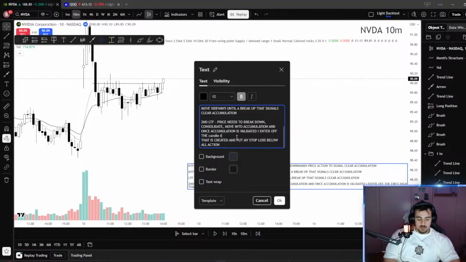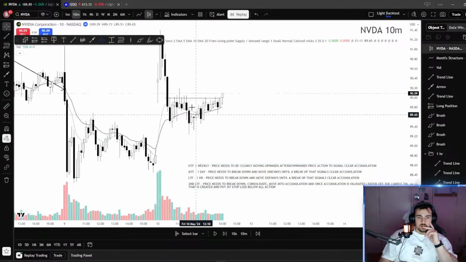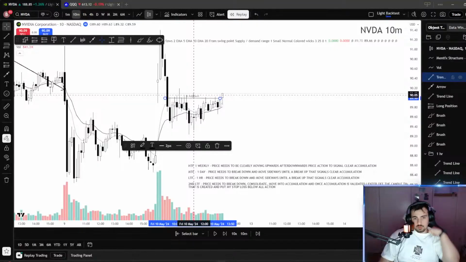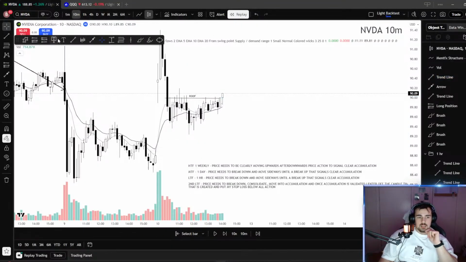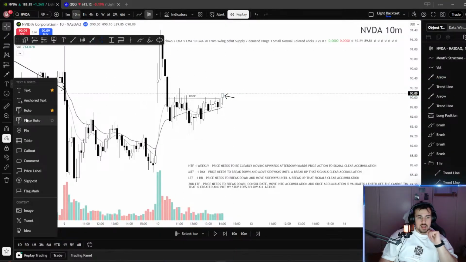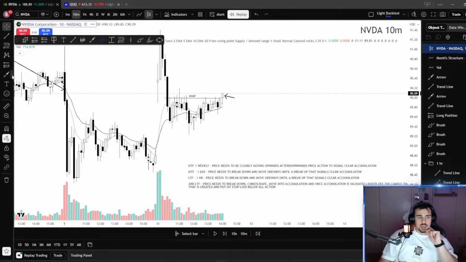The candle that breaks past the highs. So these highs here, the ones that have been struggling to break out, we call it a roof. This is the candle here that breaks out past that roof. So that's actually the candle I enter off of for this strategy.